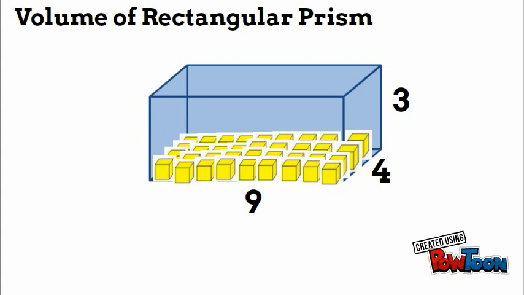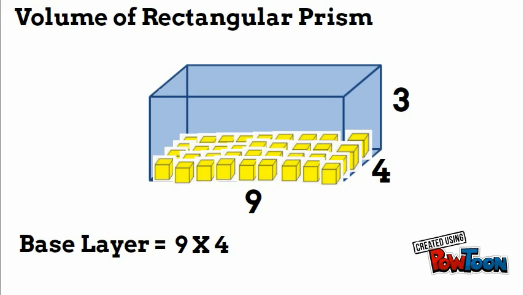So if we look at that base layer that we just put on the bottom of the prism, we see that it's 9 long and 4 wide. So 9 times 4 will give me the number of cubes on that base layer. 9 times 4 is 36. So we have 36 unit cubes on that base layer of this prism.